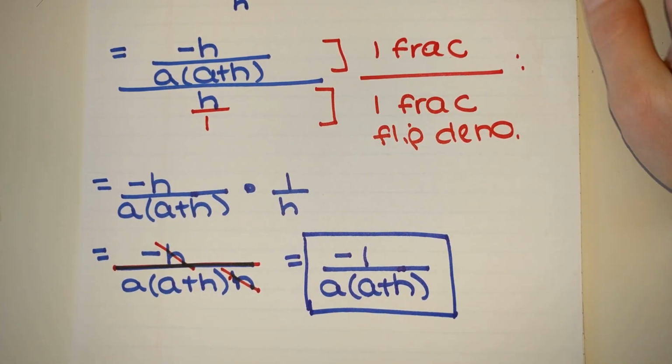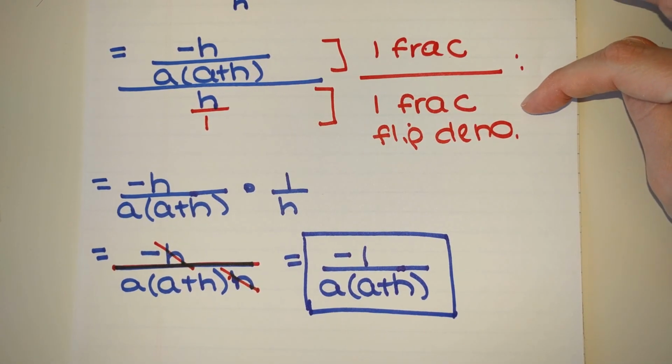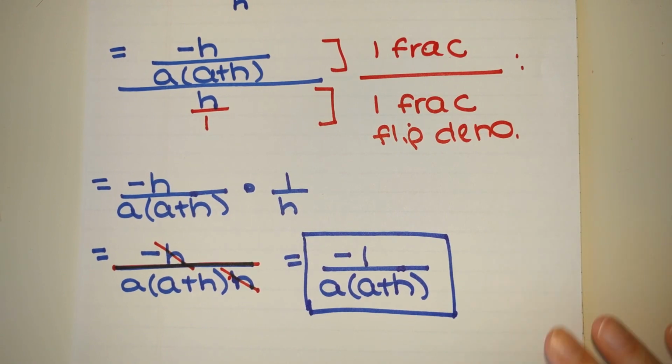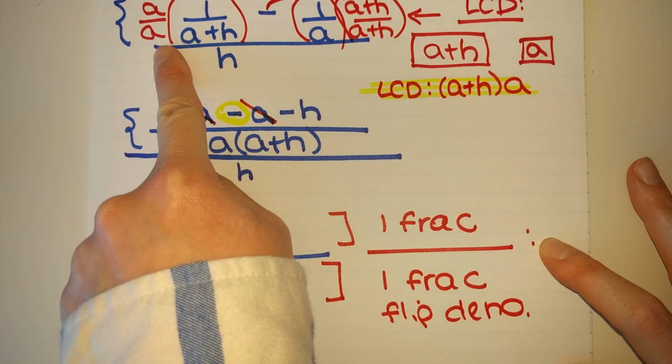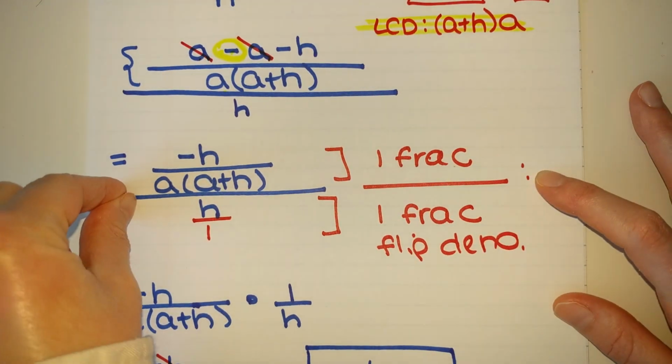Again, remember the goal is to get it as one fraction over one fraction, then you can flip that denominator. But in order to get that one fraction over one fraction, we first have to get this LCD, simplify, and then we're ready to flip it.